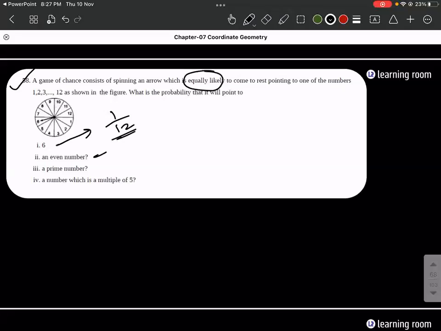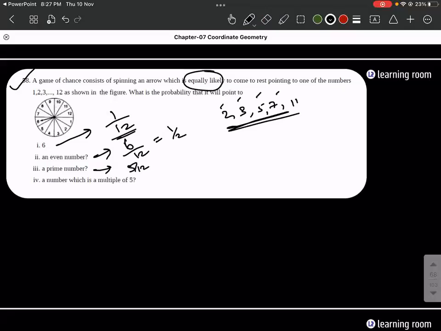What is the probability that it will point to an even number? 6 out of 12, or 1 by 2. A prime number: 2, 3, 5, 7, 11, so it is 5 by 12. Sir, 9 is not prime, so it is 5 by 12.